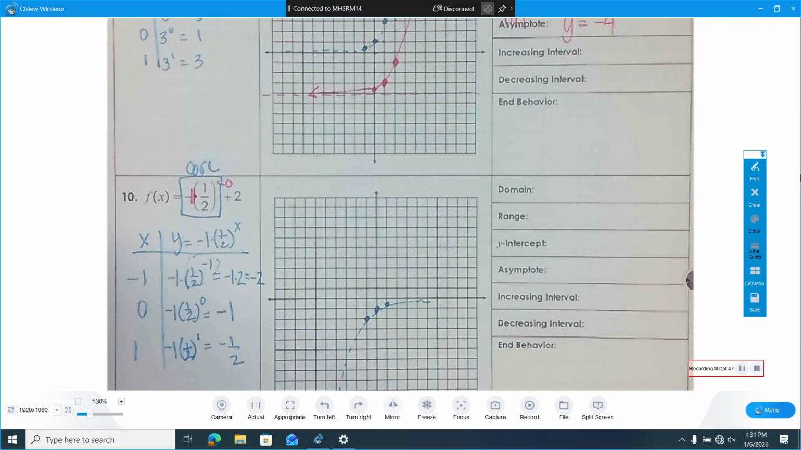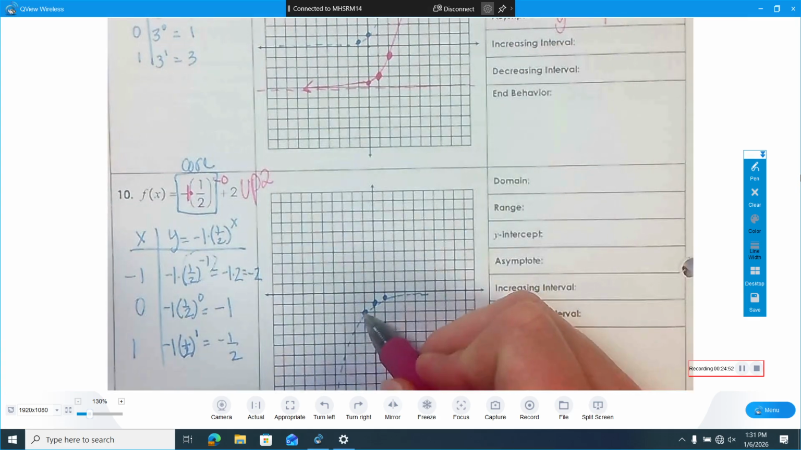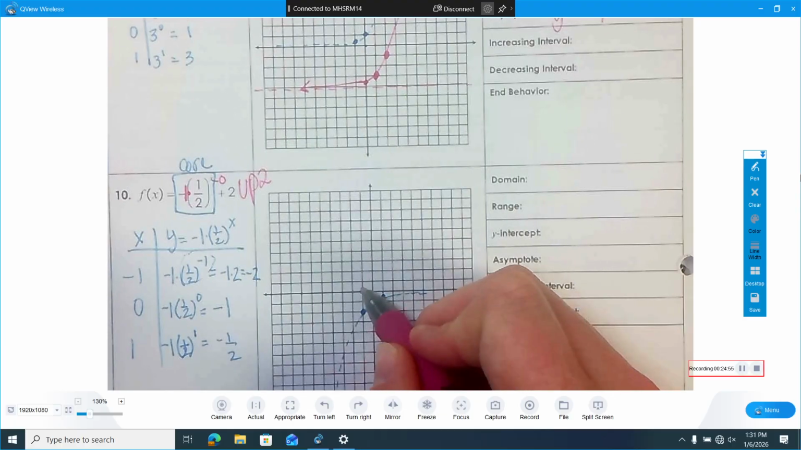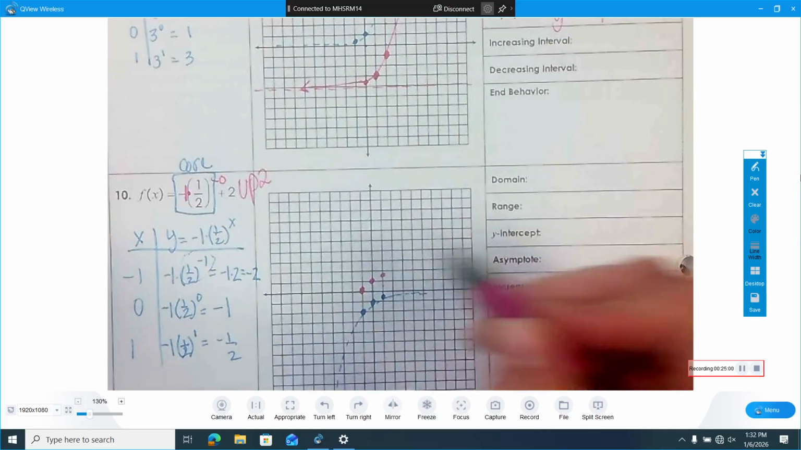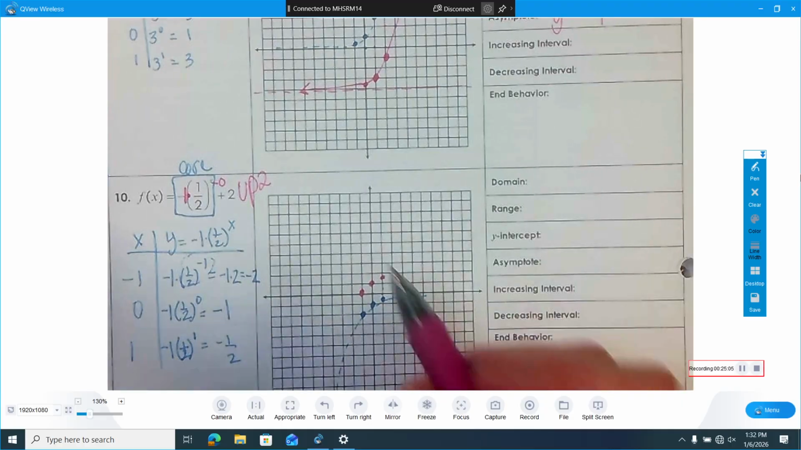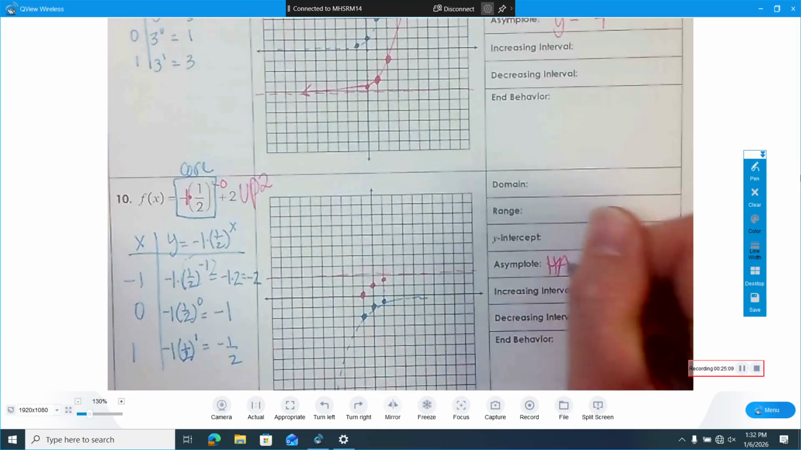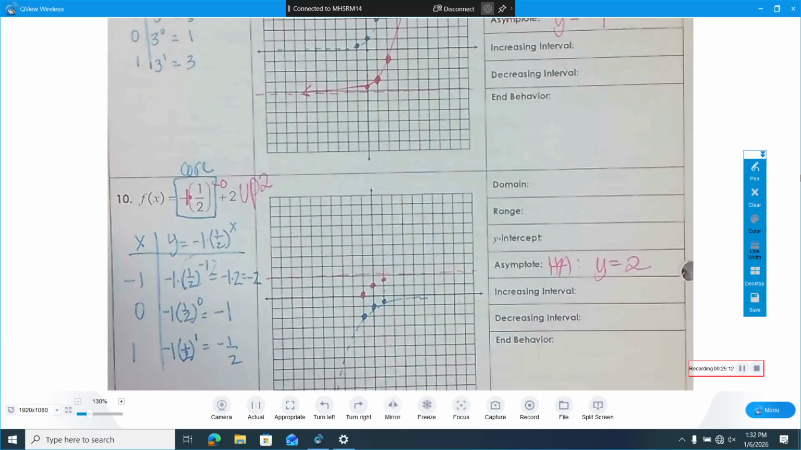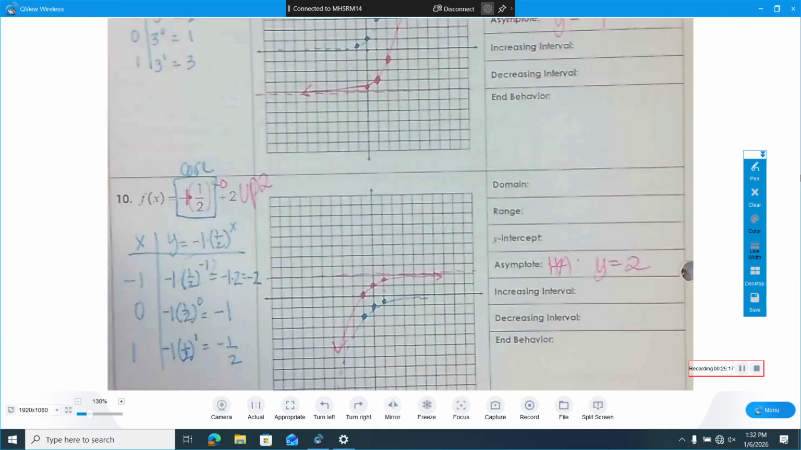How does this graph get shifted? Just up 2. So I'm going to take each of these points and go up 2, up 2, and up a hole, up a hole. What happens with our horizontal asymptote? It changes to 2. Y equals 2. So our horizontal asymptote is y equals 2. And then I can draw in my curve, just like that.